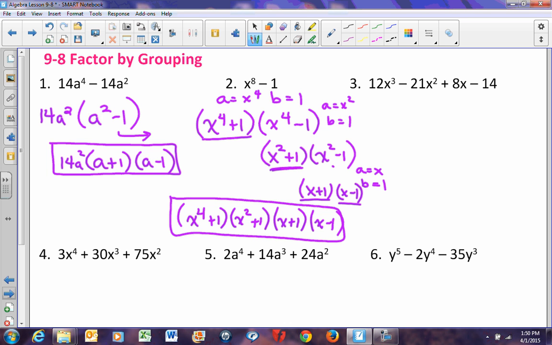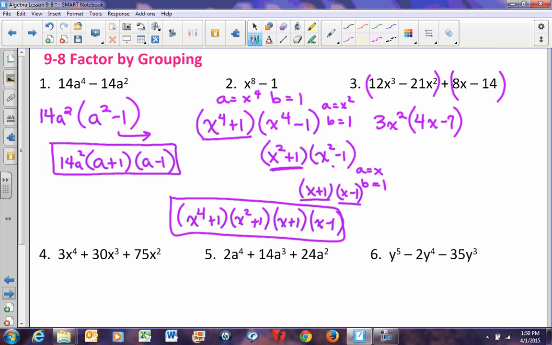We look at number 3, 12x to the 3rd minus 21x squared plus 8x minus 14. 4 terms, so automatically I think grouping. Right after I think greatest common factor, and I'm looking at that going, there is no greatest common factor of all 4 terms. So I'm going to group it. First 2, last 2. What can I take out of 12x to the 3rd minus 21x squared? I can take out 3x squared. That leaves me with 4x minus 7.